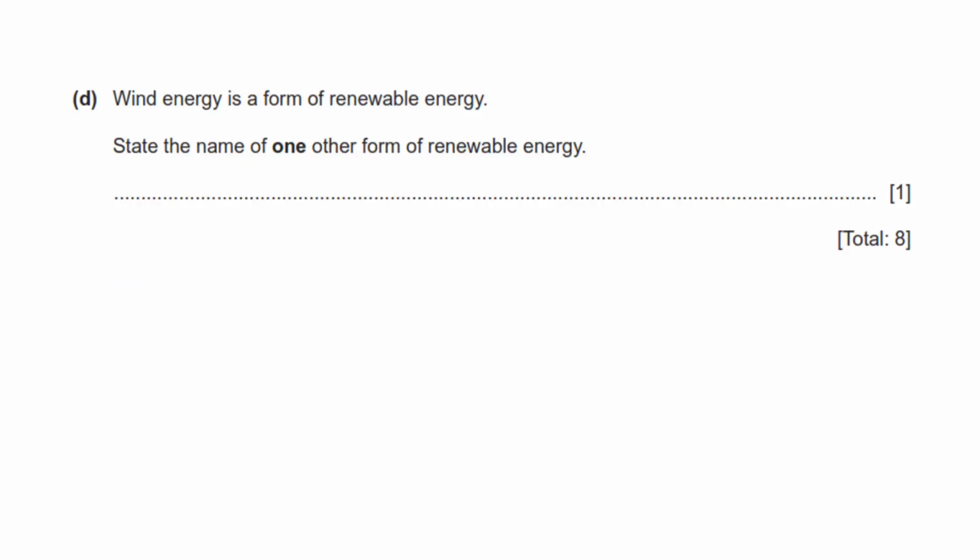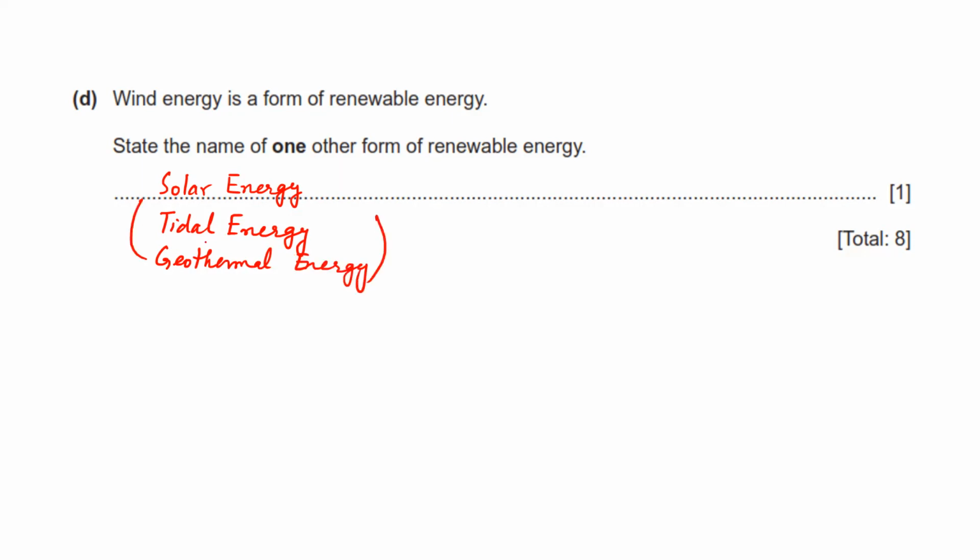So moving ahead, part D, it says wind energy is a form of renewable energy. State the name of one other form of renewable energy. Solar energy. Okay, wind energy, solar energy. Other, if you want to add more, tidal energy, geothermal energy. Okay, so any one of them will work. So I will go with the solar energy.